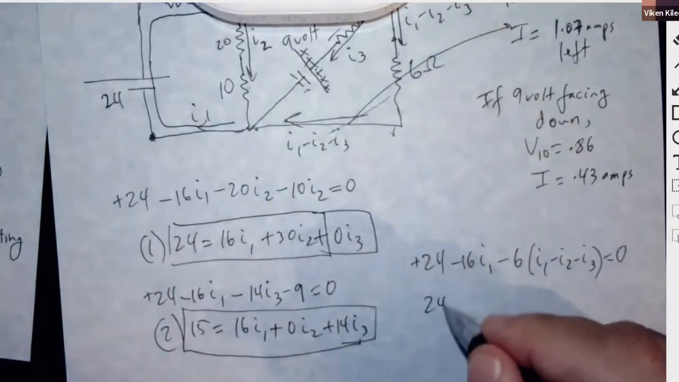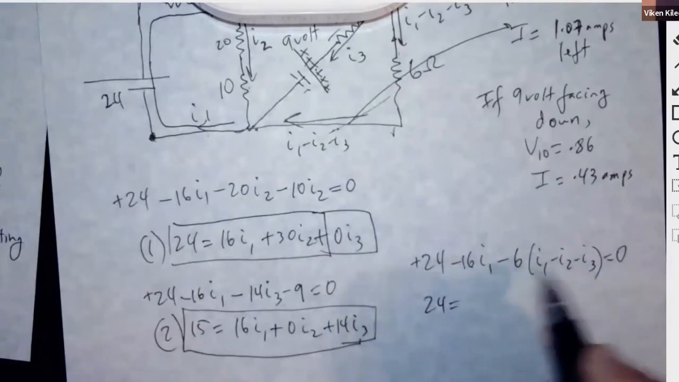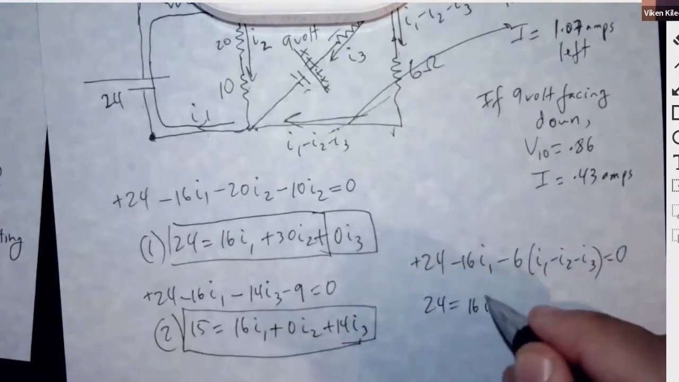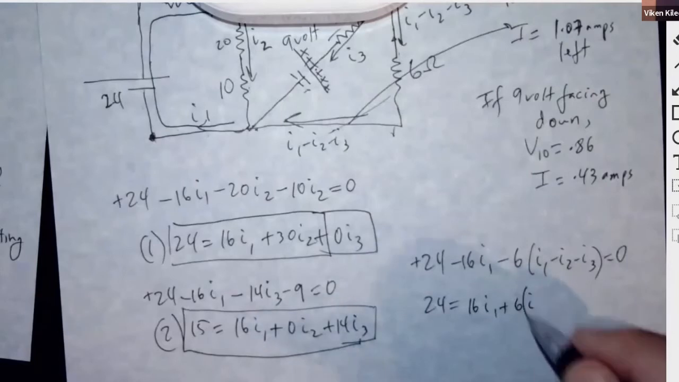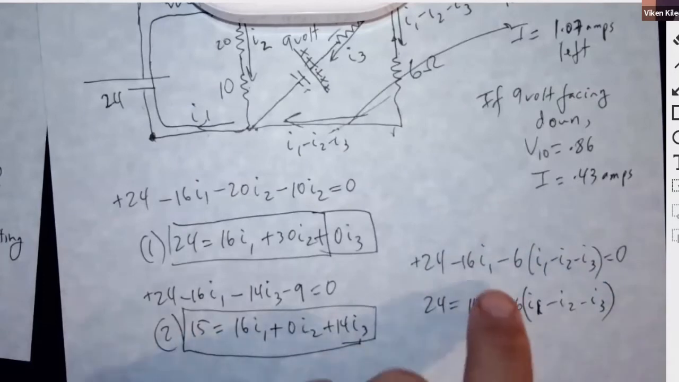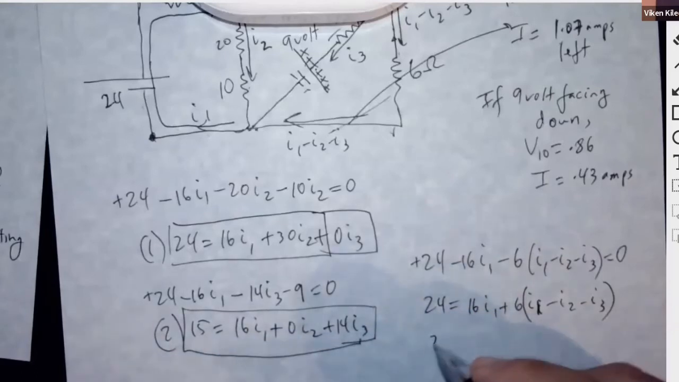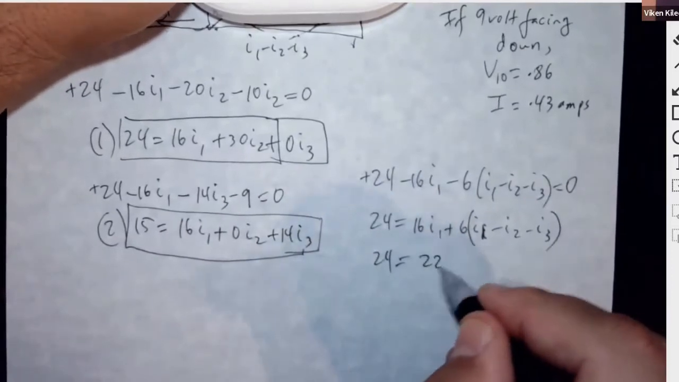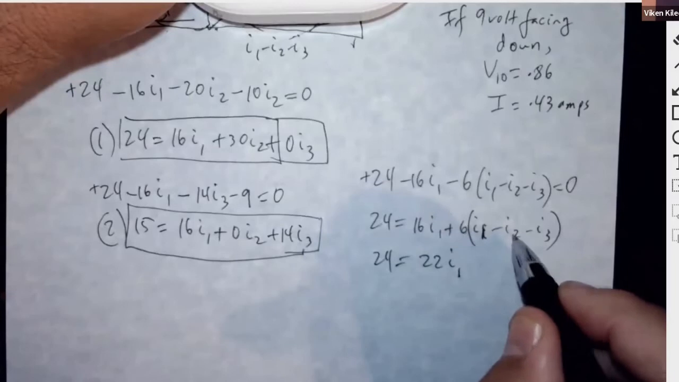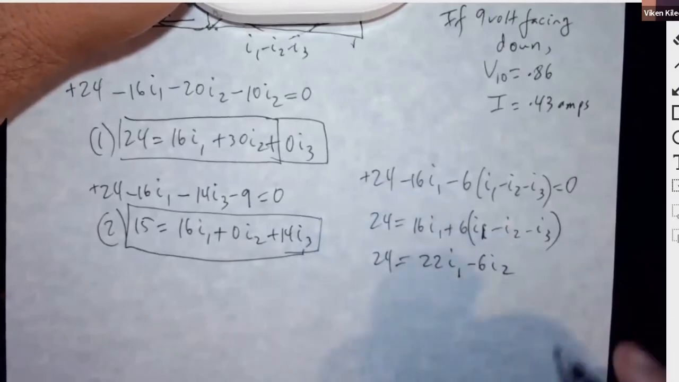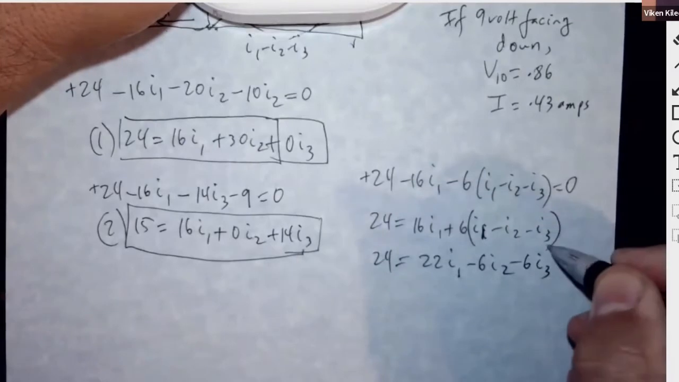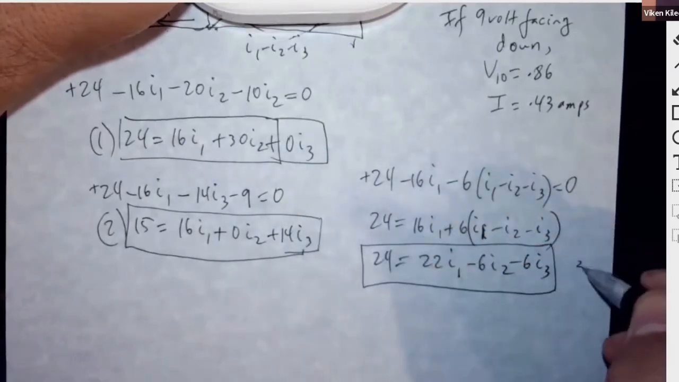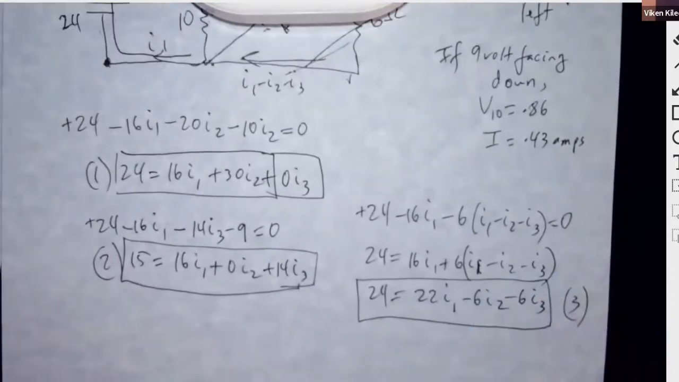So then 24 is equal to, okay, so this one goes to the right side, becomes positive. 16 I1 plus 6, well, let's write it this way first: I1 minus I2 minus I3, so you don't make a sign mistake. So this goes to the right side, becomes positive. So then 16 I1 plus 6 I1 is going to be what? 22 I1. And then that's going to be negative 6 I2, negative 6 I3. Third equation.